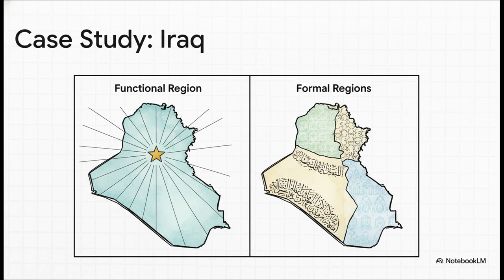Let's take Iraq as a case study. It's a powerful example. If you look at it through one lens, it's a single functional region. It's one country organized around the political and economic node of its capital, Baghdad. But if you look through another lens, you see three very distinct formal regions defined by the major ethnic and religious groups: the Sunni, the Shia, and the Kurd.